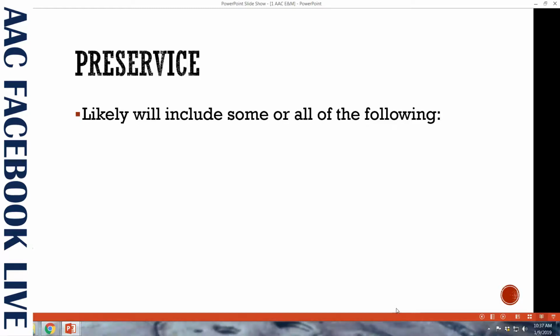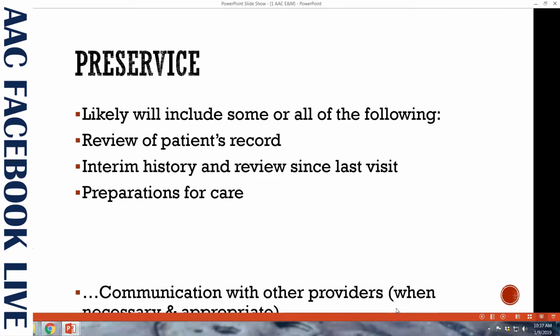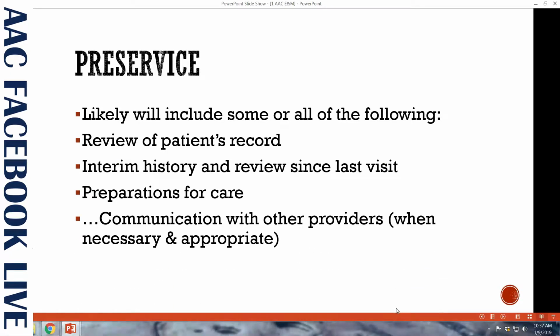It's likely going to include some of the following things just in the pre-service. Reviewing the patient's record, taking a quick moment to look at what's going on, obviously taking an interval history. How are you feeling since last visit? It will include, of course, all the preparations for care as well. That's what you're going to do before you even probably touch the patient. Now, once you start touching the patient, you're going to do more, but just one more pre-service, communication with other providers if necessary, not common, but possible.